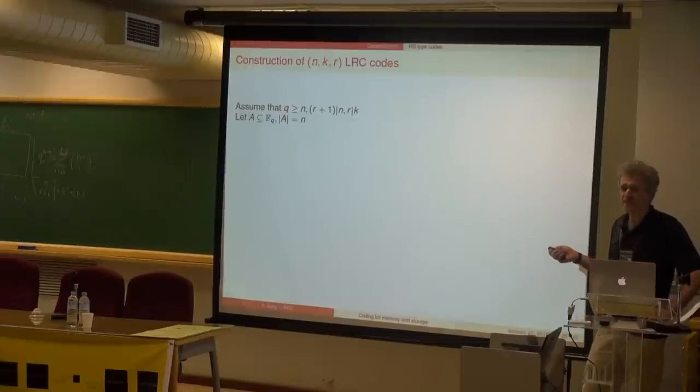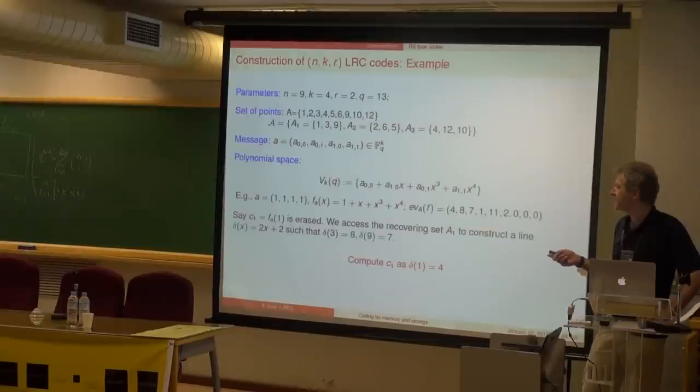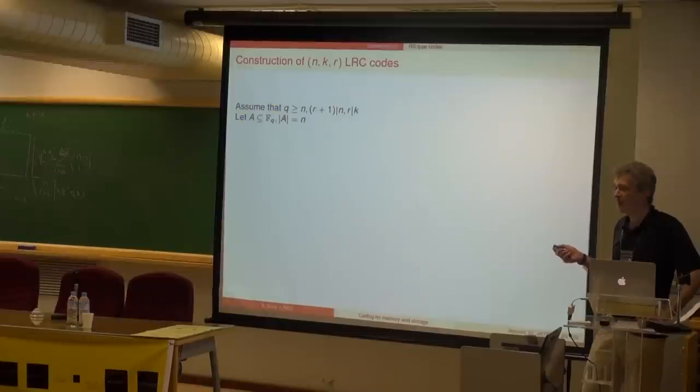Let us assume for simplicity of presentation that r plus 1 divides n. As before, r plus 1 is 3, which divides 9. And let us assume that r divides k. r was 2, k was 4. Both can be lifted, but the construction becomes a bit messier.